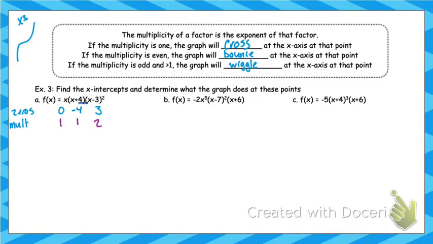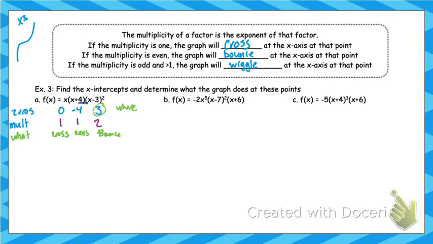Then let's determine what our graph actually does at that point because of the multiplicity. At 0, this graph will cross because the multiplicity is 1. At negative 4, your graph will cross because the multiplicity is 1. At 3, the graph will bounce because the multiplicity is 2. So the 0 is where it's happening, and multiplicity tells us what's happening.